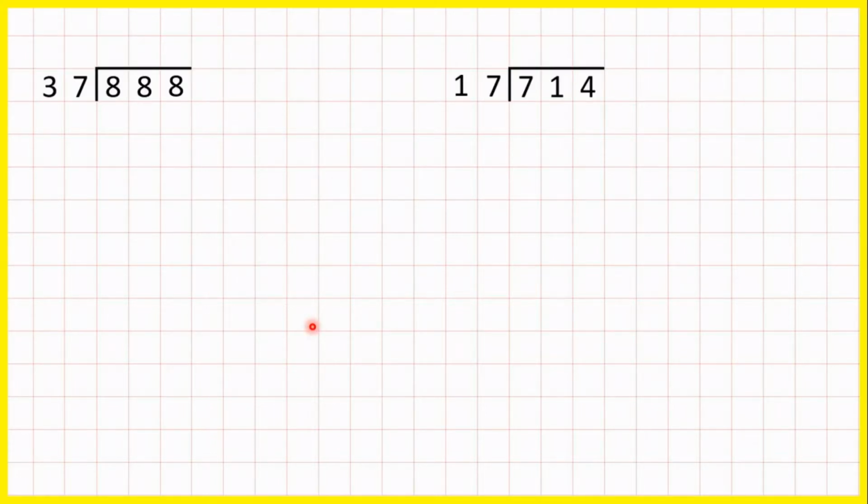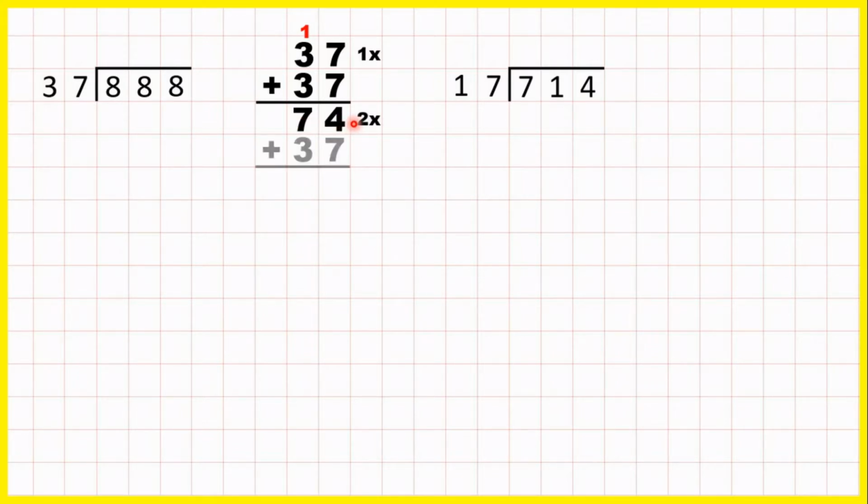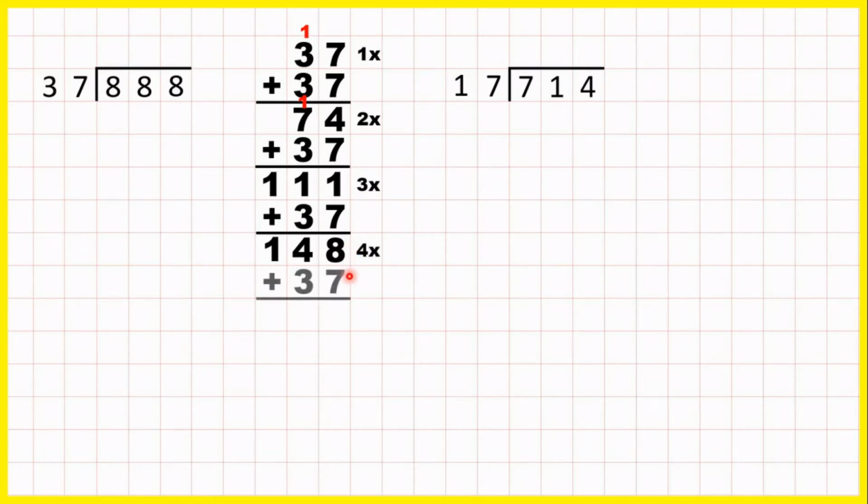So now we've got some long division questions. So we have 888 divided by 37. So we're going to need to work out our 37 times table. 37 is 1 times 37. Then if we add another 37, we get 74 for 2 times. Add another 37, we get 111 for 3 times. Another 37, that's 148 for 4 times. And if we add one more 37, we get 185 for 5 times.